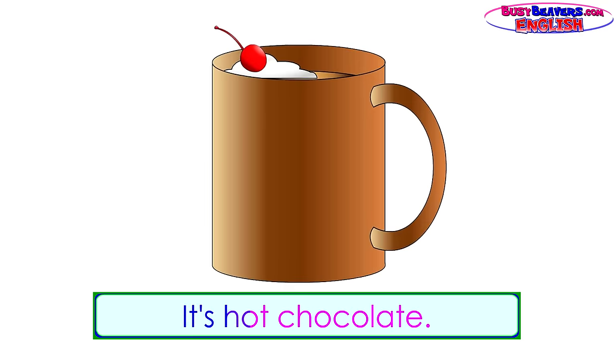Where's Mrs. Kangaroo? She's in the pet store. What's she doing? She's playing with a puppy. Where's Billy Beaver? He's in the toy store. What's he doing? He's playing with a yo-yo. Where's Betty Beaver? She's in the park. What's she doing? She's playing with a toy train.